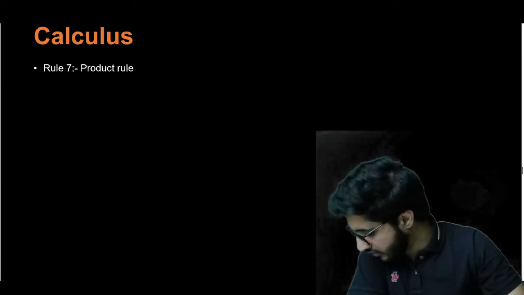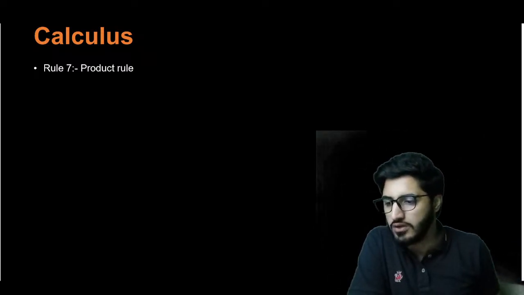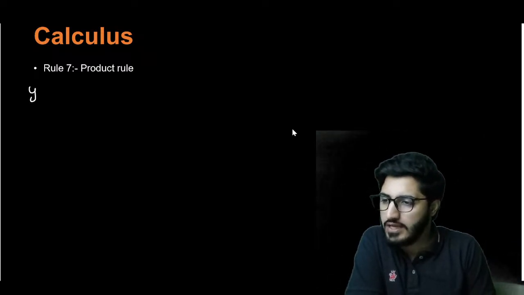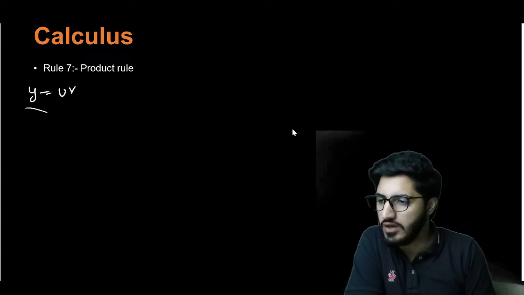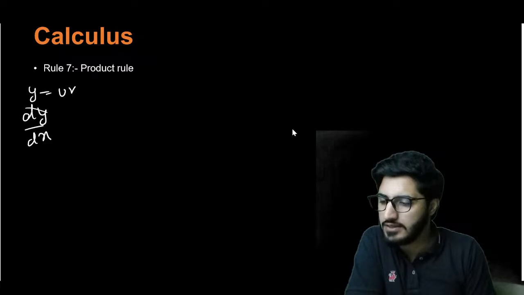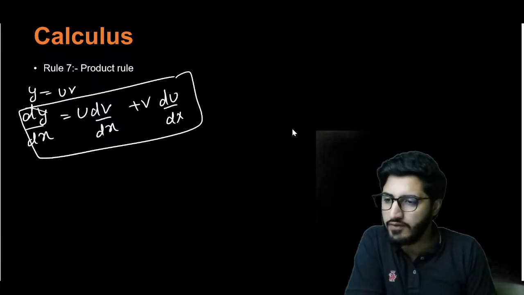Now if we are having the product rule, that means y equals uv. How can we differentiate it? dy by dx equals u times the differentiation of v with respect to x, plus v times du by dx. It's a rule that we have to follow, right?